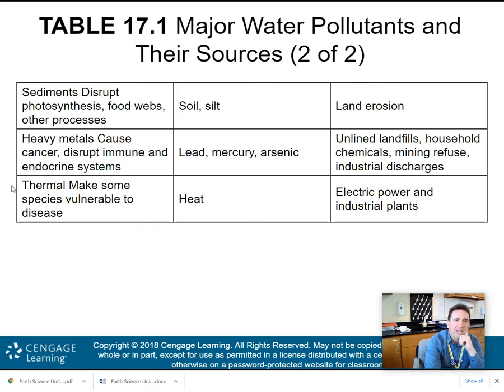Land erosion. Heavy metals can cause cancer, disrupt immune and endocrine systems. Lead, mercury, arsenic are examples. Where do they come from? Unlined landfills, household chemicals, mining refuse, industrial discharge. And again, the thermal pollution, right? Makes some species vulnerable to disease. What is that? Just heat. Electrical power, industrial plants, nuclear power plants like Indian Point.